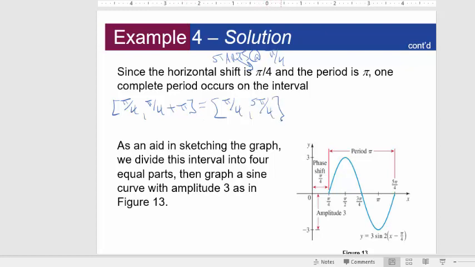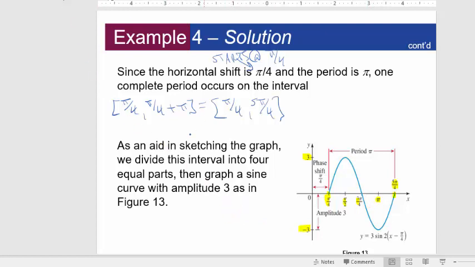So what you would do is put your starting point at pi over 4 at 0, because that's where the sine curve normally starts. It would end again back at 0 at 5 pi over 4. And now, since the amplitude was 3, it's going to go up to a maximum of 3 and a minimum of negative 3. And then what you want to do is find what these other x values are. You're going to break it up into quarters.